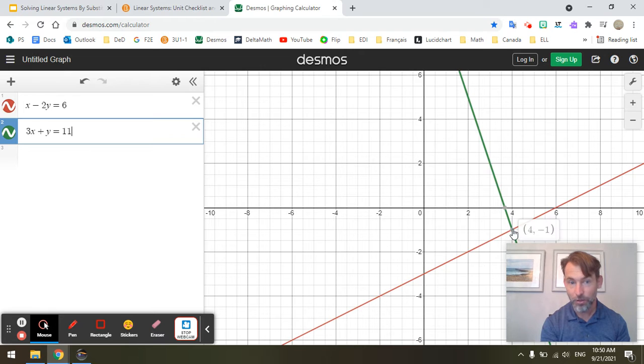Okay, (4, -1). So if I put in those values for x and y, they satisfy this equation. They also satisfy that equation. And it's the only possible values of x and y that will do that. This is how we would do a graphical solution. Okay, and remember what we're looking for. We're looking for one point.